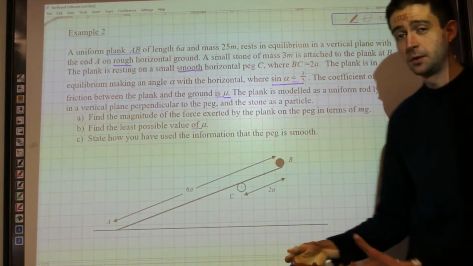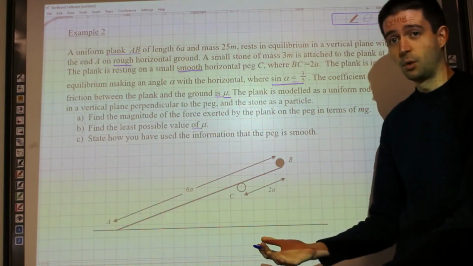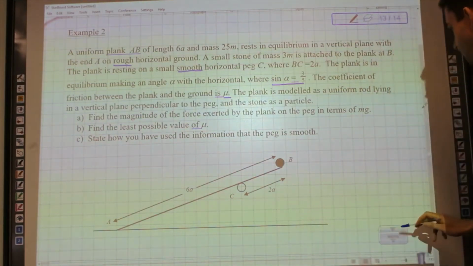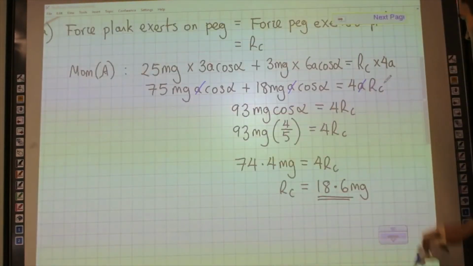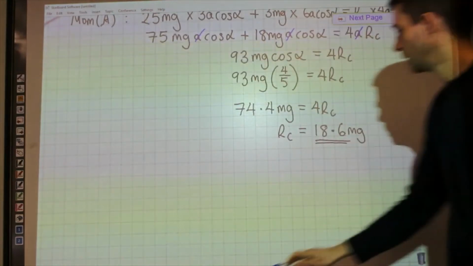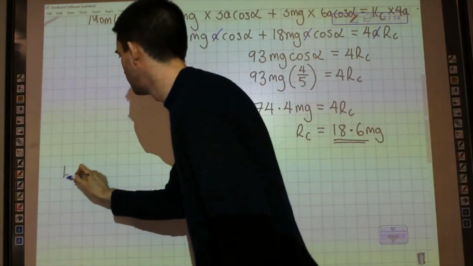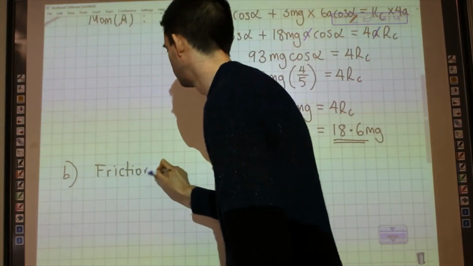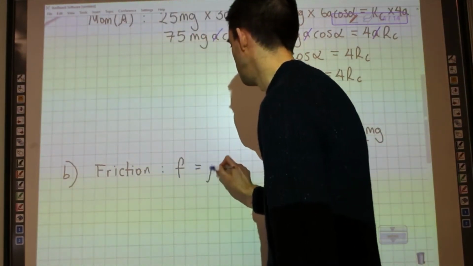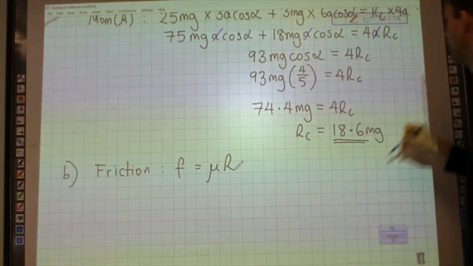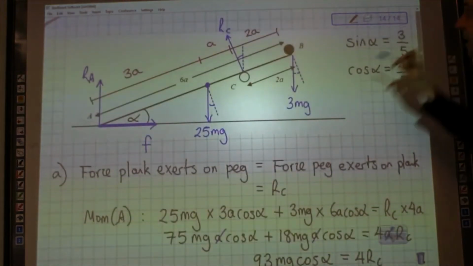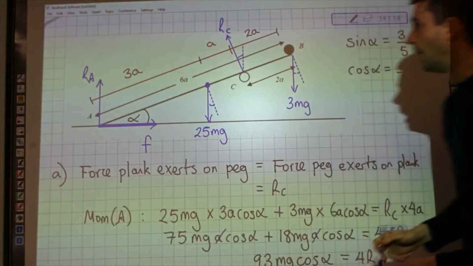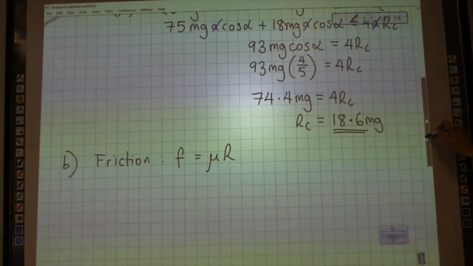What we are just going to do is find the friction at the point A, find the reaction at the point A, and work out mu from there. So, to do part B then, we're going to be using the fact that friction F equals mu times R, and if I refer you back to the original diagram, we're going to be trying to find friction at A and the reaction at A. So we'll start by resolving vertically.